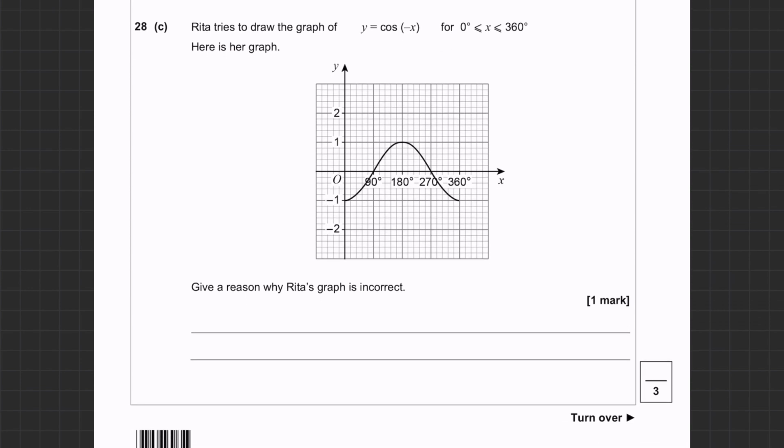This last one is an explanation. Rita tries to draw the graph of y equals cos minus x. Give a reason why Rita's graph is incorrect. Now, if we draw the cos graph, it looks like this. If we carried on drawing it backwards, it would look like this. Notice it's a mirror image. So when y is cos x, here, minus x is going to be here, so the values will always be the same.